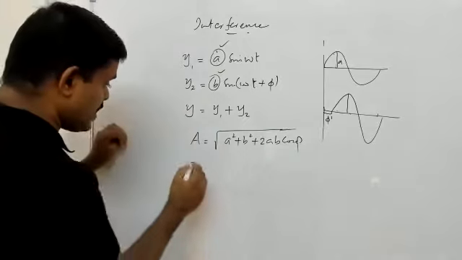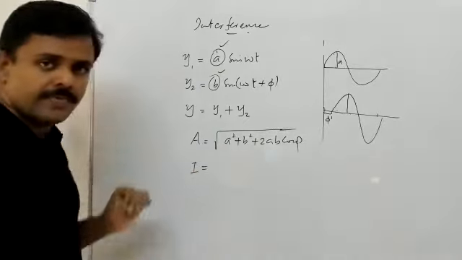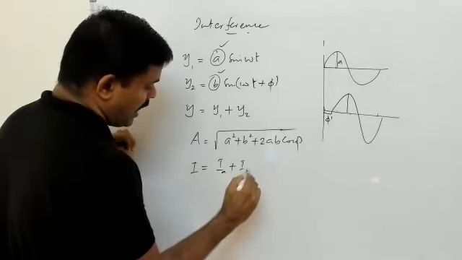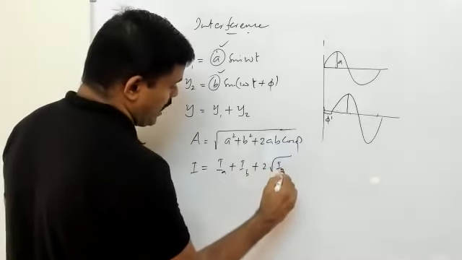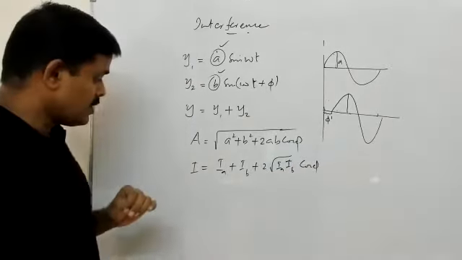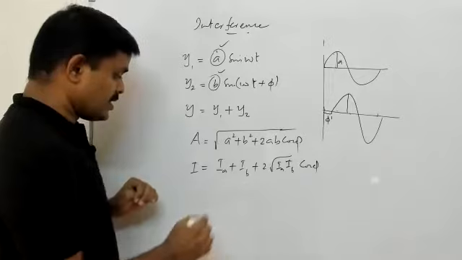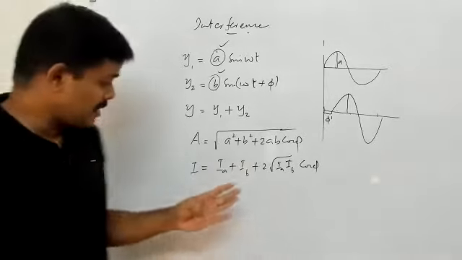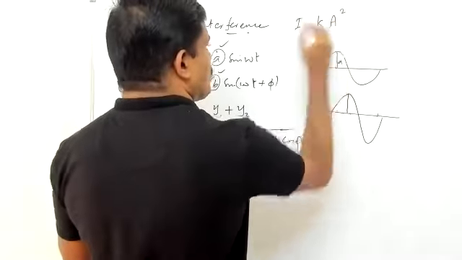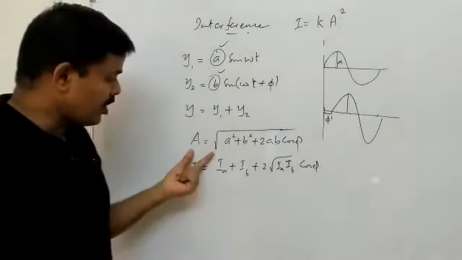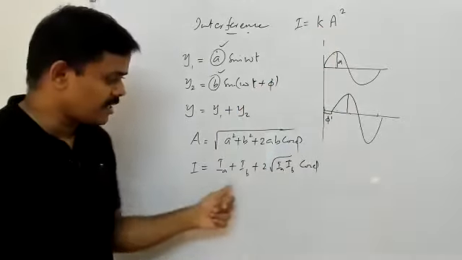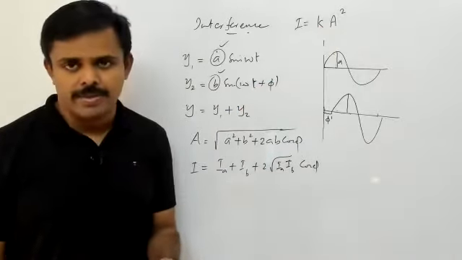And then what is the intensity? The resultant intensity is given by I_A + I_B + 2√(I_A I_B) cos φ. You have done this derivation in school classes, so I won't elaborate on it. Just see the equation. Because intensity is, from Class 11, defined as k times amplitude squared. When you put in this value and simplify it, you're going to get this equation: I = I_A + I_B + 2√(I_A I_B) cos φ.